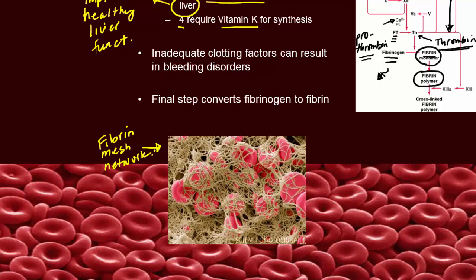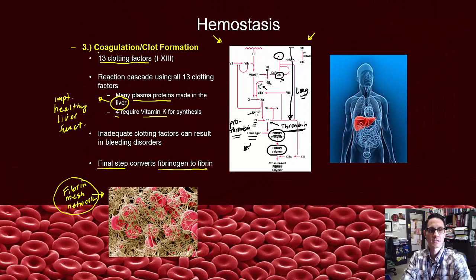The final step, as I have written here, is to convert fibrinogen into fibrin, and then we're able to form this mesh network. Once we form this mesh network, we have successfully formed a clot. In the area, the chemicals being released and the clotting factors being produced cause the blood to become thick and sticky. This is coagulation: the blood goes from a liquid to something gel-like.